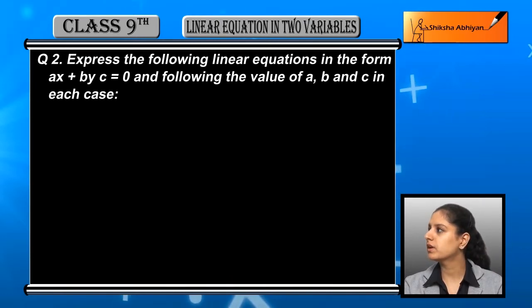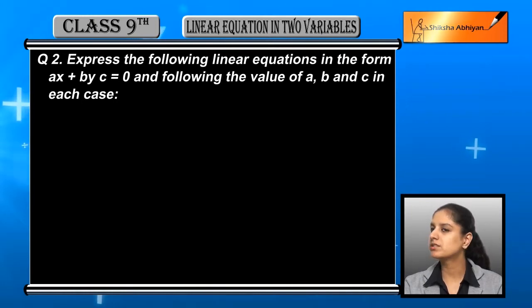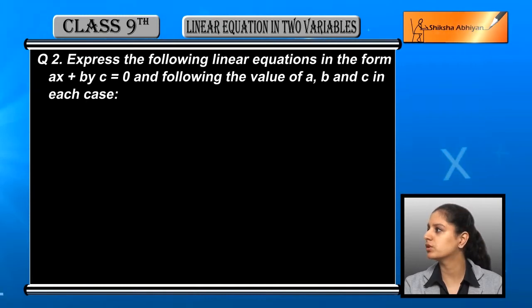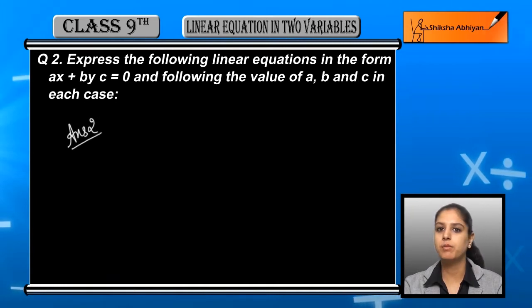Let us see. The first one is 2x plus 3y equal to 9.35 bar. So constant term को हमने left पे shift कर दिया, so we get 2x plus 3y minus 9.35 bar which is equal to 0. So a is 2, b is 3 and c is minus 9.35 bar.